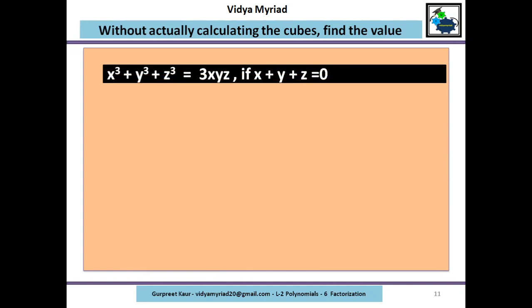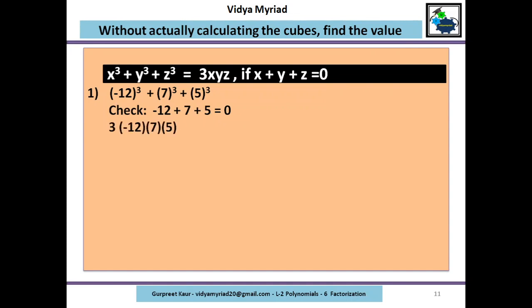Now look, you have this expression. This is something very interesting. Without actually calculating the cubes, find out the value. How are we going to find out the value? First, you will check whether x plus y plus z is equal to 0 or not. If it comes to 0, you just simply put 3 multiplied by x multiplied by y multiplied by z instead of calculating the cubes individually. For example, I have this: minus 12 cube plus 7 cube plus 5 cube. You need to check that x plus y plus z should be equal to 0. So yes, it is coming to 0.